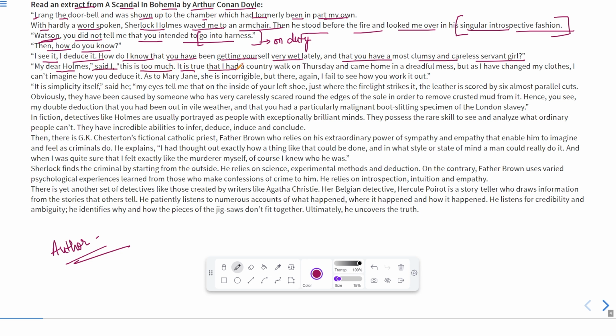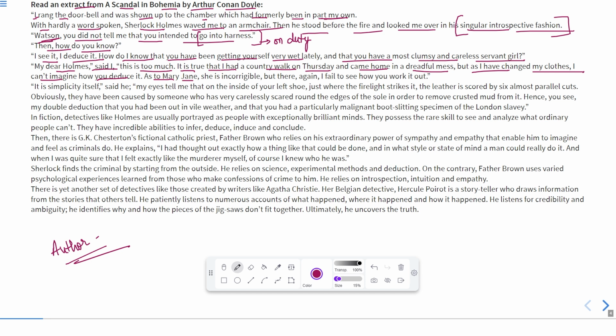"My dear Holmes," said I, "this is too much. It is true that I had a country walk." It means he went for a country walk on Thursday and came home in a dreadful mess. Dreadful mess means when someone is not properly dressed, or was not looking very good, looking bad, looking clumsy that day. "But as I've changed my clothes, I can't imagine how you deduce it."